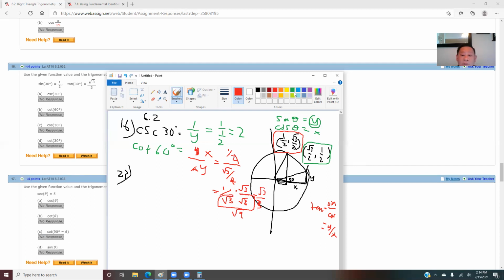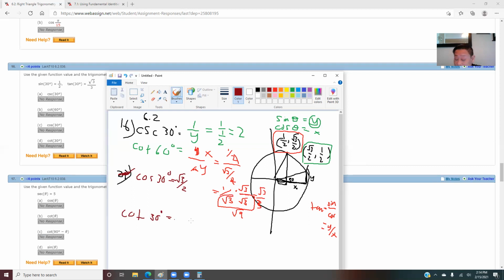You need to tell me what is cosine, the next one, cosine 30 degrees. Cosine 30 degrees is square root of 3 over 2. So cosine 30 degrees, this one, the green one, right? Yes. And cosine is x, so it's square root of 3 over 2. Next, cotangent of 30 degrees. Isn't that square root of 3 over 3?